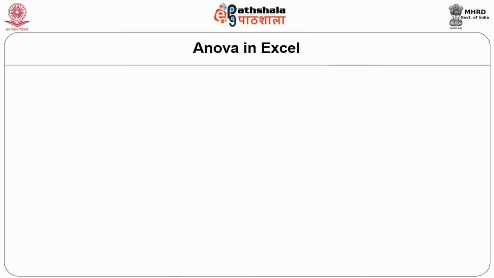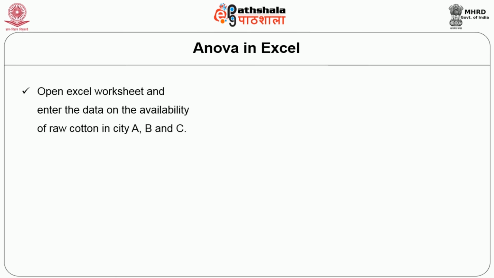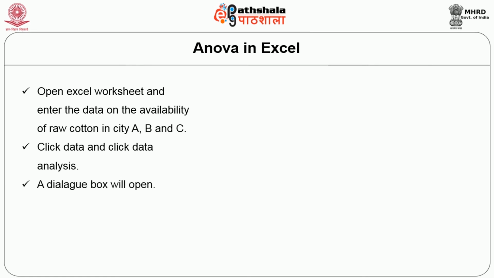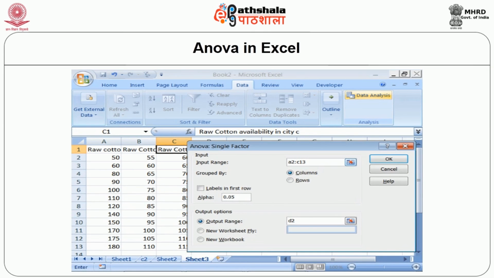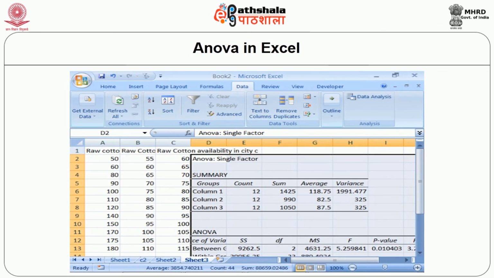ANOVA in Excel. Open the Excel worksheet and enter the data on the availability of raw cotton in city A, B and C. Click data and click data analysis. A dialog box will open. Select ANOVA single factor. Click OK. A dialog box will open. In the dialog box, select input range as A2:C13 and output range as D2. Select grouped by columns and click OK. The output will be displayed in the output file.